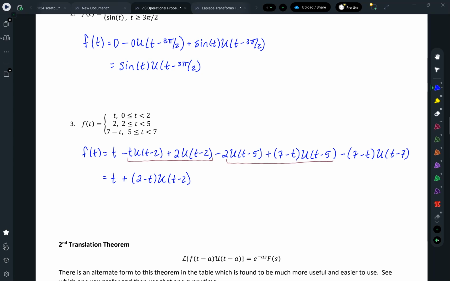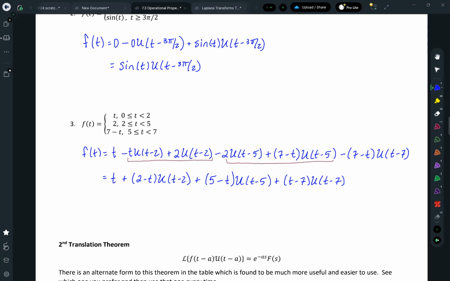And then for the u of t minus 5, we factor that out, and when I combine everything, I have a plus 7 and a minus 2, so that's a 5, and I have a minus t, times u of t minus 5. And then lastly, I'm going to distribute that minus sign in so that I'm looking at a plus, in parentheses, t minus 7, and then a u of t minus 7. And that's as simple as it gets. All right, so that's the unit step function.